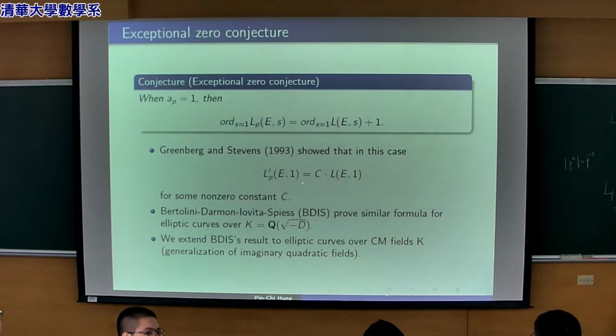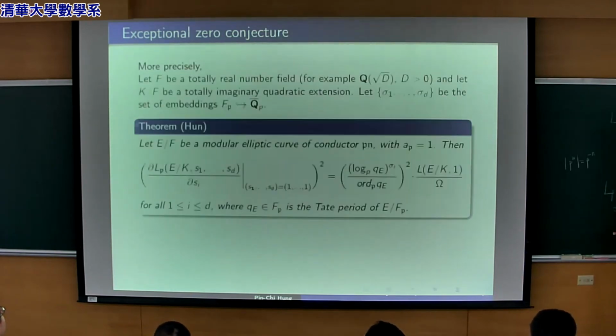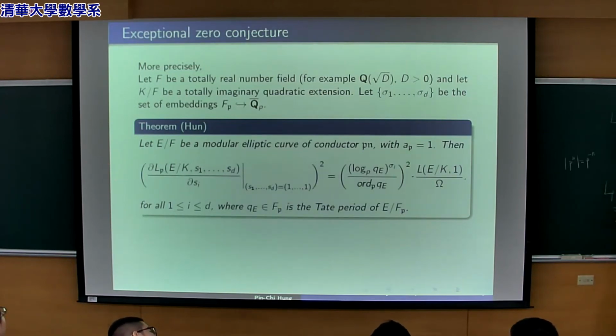Their situation is the rational situation. Their situation is the elliptic curve over an imaginary quadratic field. And our result is for an elliptic curve over a CM field. It's a more general situation. So our result is as follows, more precisely. Because it's almost the end, I will put many notations here. In this situation, we have a totally real number field, for example a real quadratic field, and an imaginary quadratic extension, and we have several embeddings. In this case, we will have several variables corresponding to the embeddings of this totally real field.